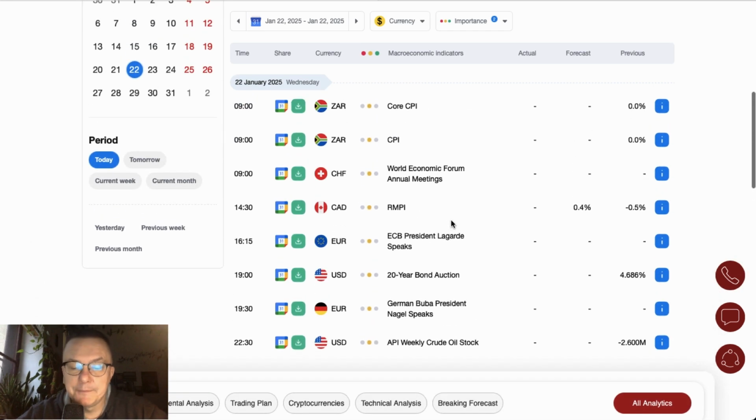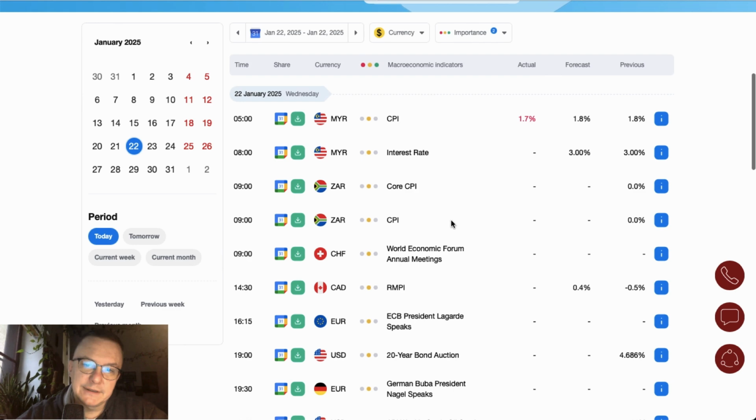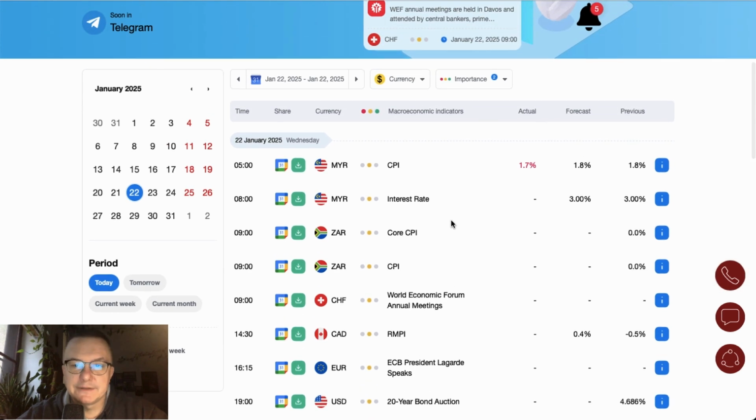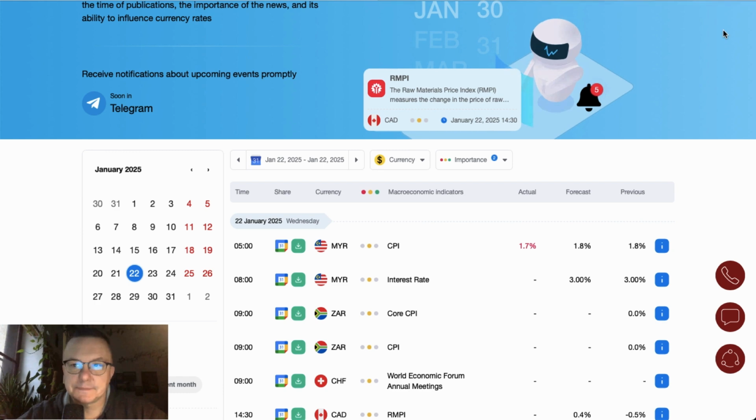So no big data releases this time. Very poor calendar for today. Nevertheless, it doesn't actually prevent us from jumping to the technical session. We start with euro dollar.